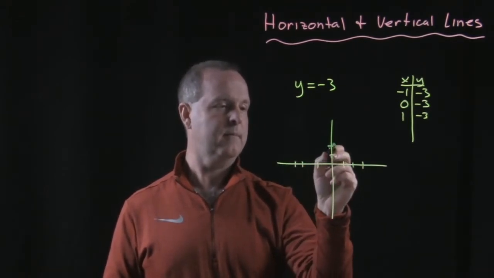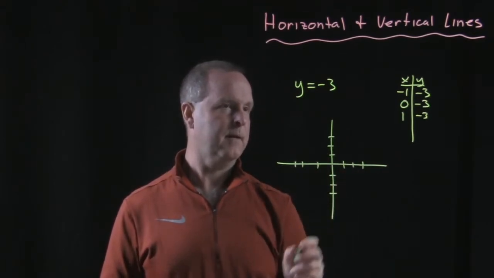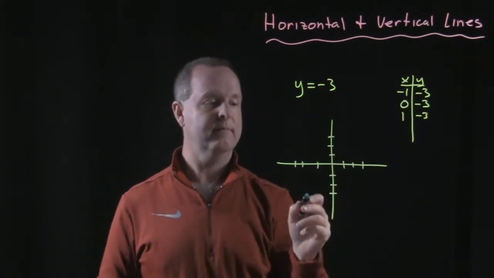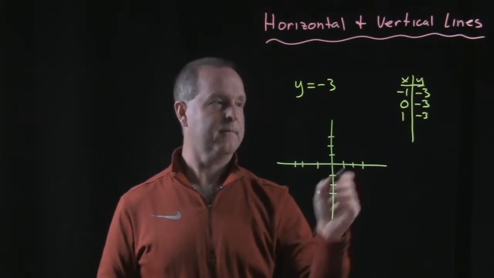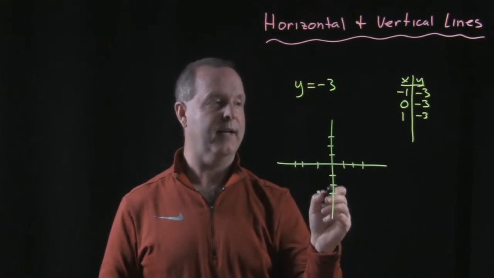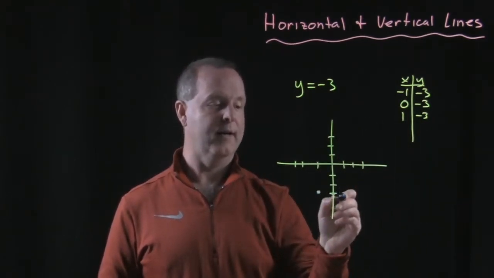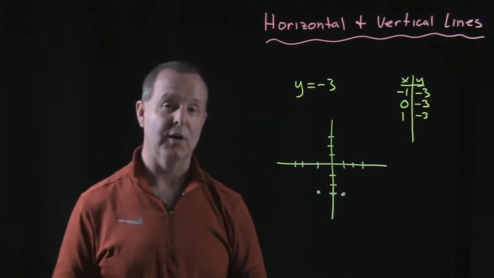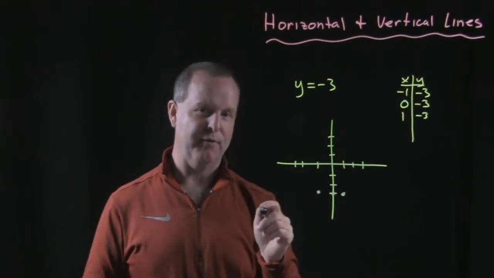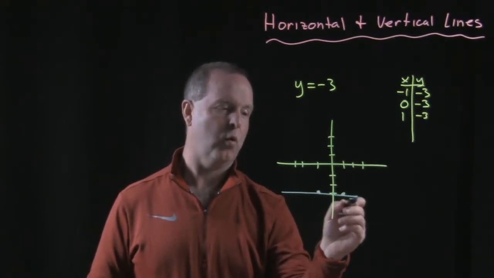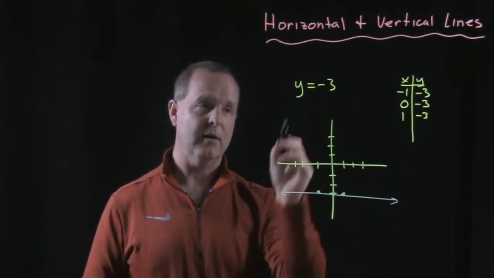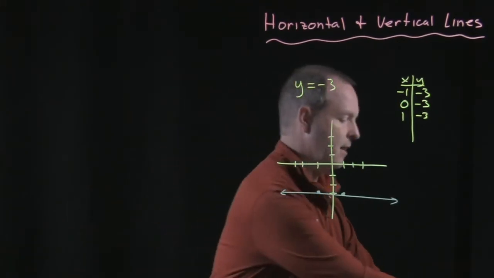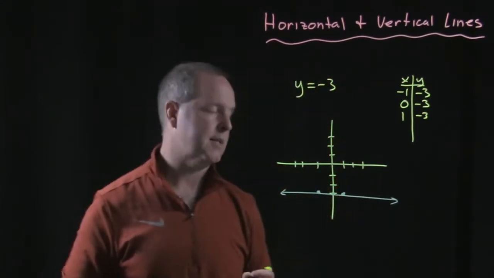Let's get a look then. Draw a grid, put a scale on it. Let's find some points that we have here. I have the point -1, down 3. I have the point 0, down 3. 1, and down 3. Notice that regardless of whatever x value I chose, I go down 3, and this produces a horizontal line at the line y equals -3.